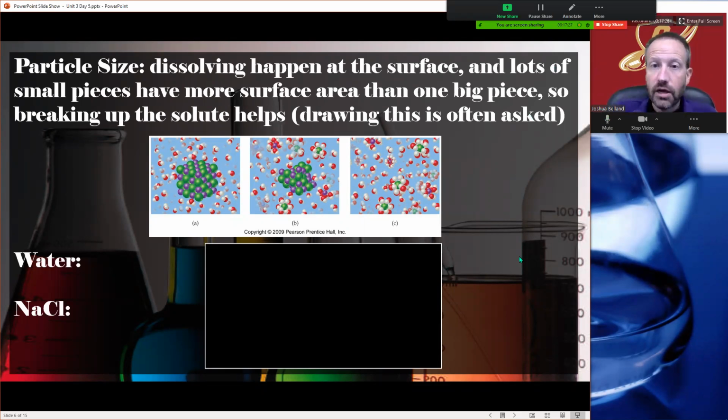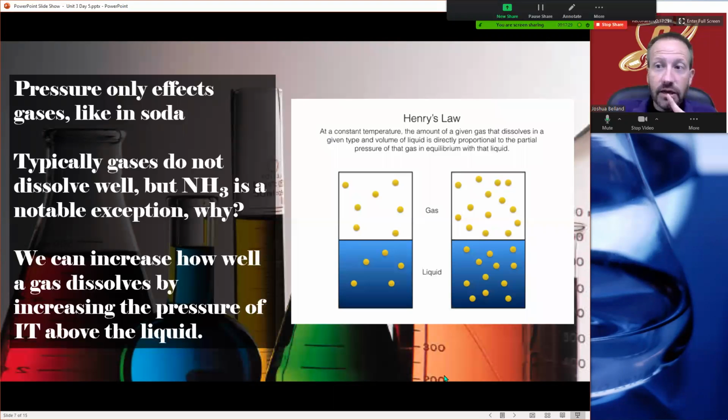Okay. Another thing that affects gases only, though, is the pressure. The pressure above a liquid would influence how well the gas dissolves in the liquid. Lots of pressure, lots of dissolving. A little bit of pressure, a little bit of dissolving. You don't need to know Henry's law. Okay, but that's what it says. You do need to know lots of pressure above would mean usually more able to dissolve it below.